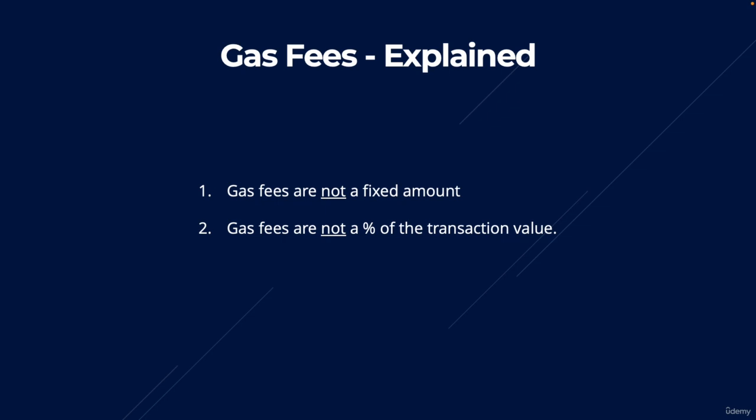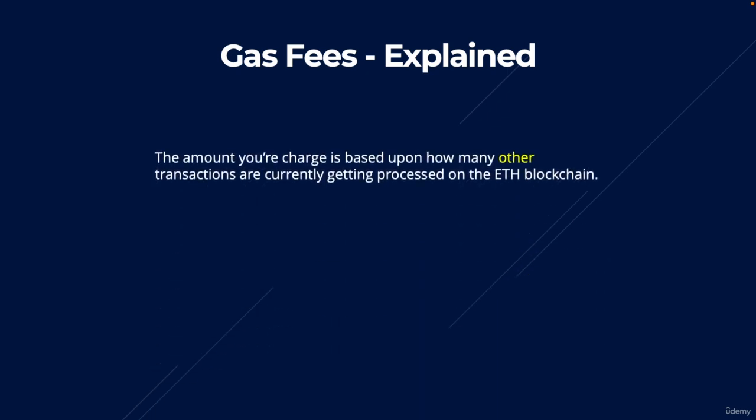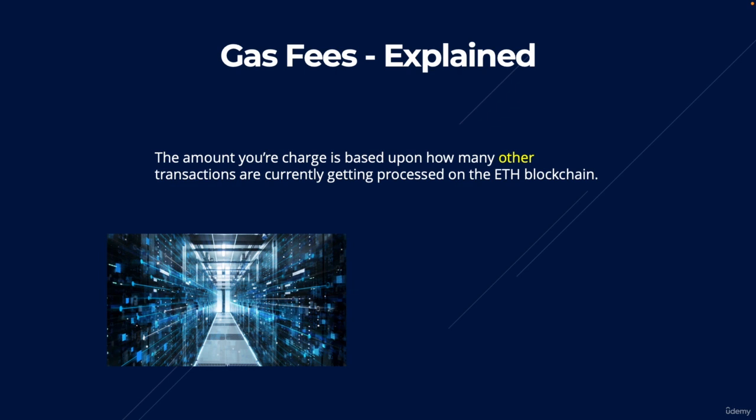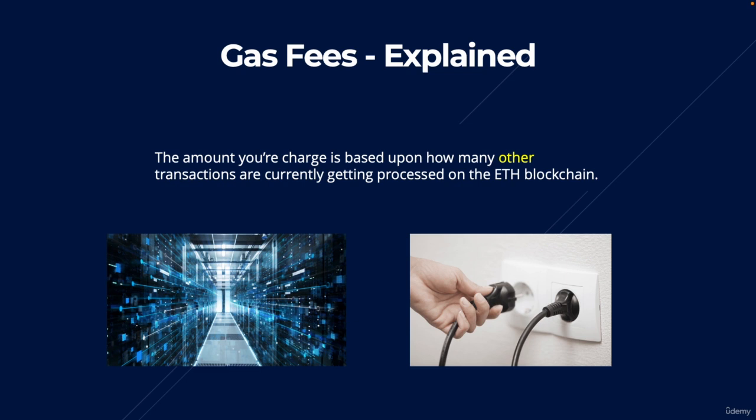So you're probably wondering, well, if gas fees are not a fixed amount and they're also not a percentage of the transaction value, then how are they calculated? So the exact specific amount you are going to be charged is based upon how many other transactions are currently getting processed on the Ethereum blockchain. We talked about how in the blockchain there are these really powerful computers which are checking and validating payments, right? Well, gas is literally the computing power required to process a transaction. If there are a lot of transactions going on at the same time, then it's going to cost more to process your transaction.